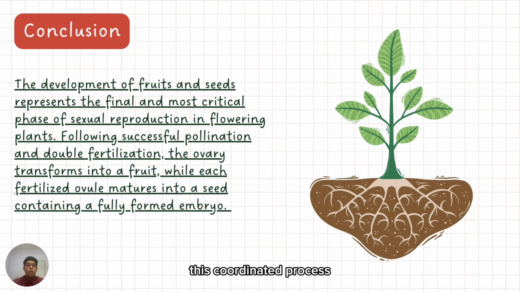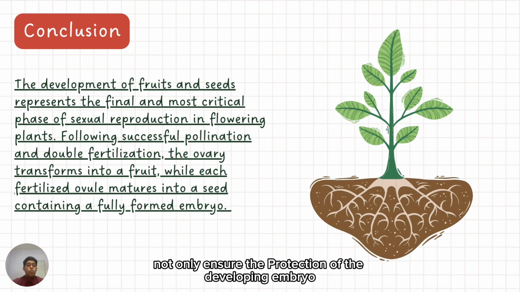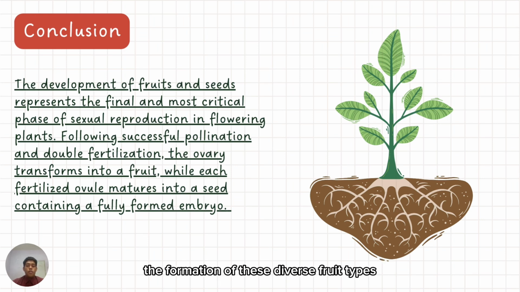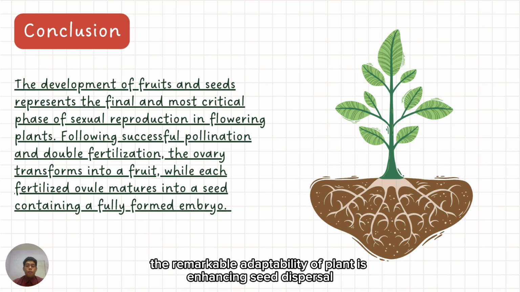This coordinated process not only ensures the protection of the developing embryo, but also supports its growth through nutrient-rich tissue such as endosperm. The formation of these diverse fruit types, simple, aggregate, multiple, and accessory, shows the remarkable adaptability of plants in enhancing seed dispersal.